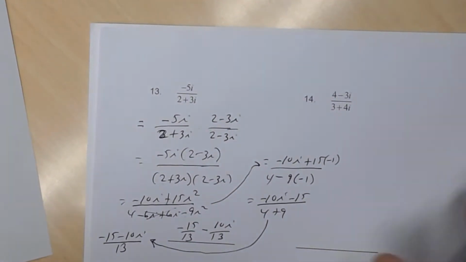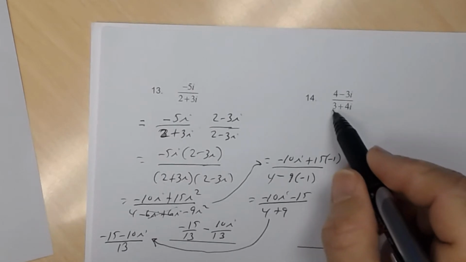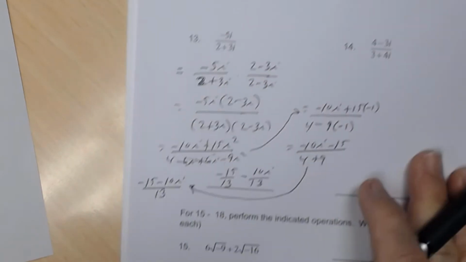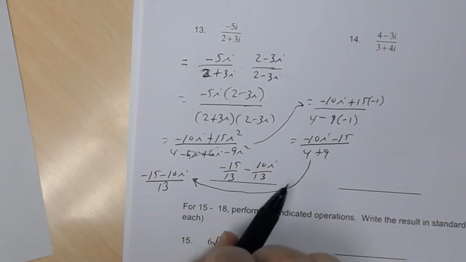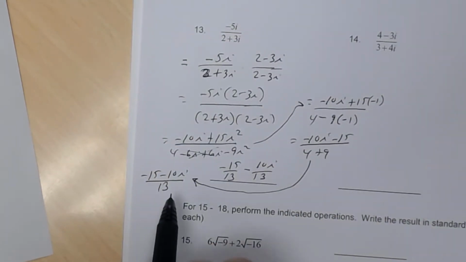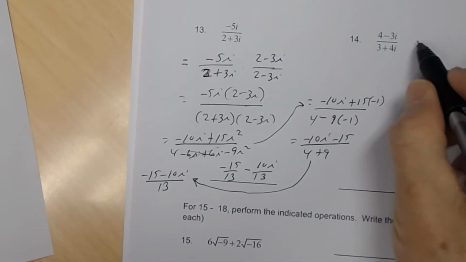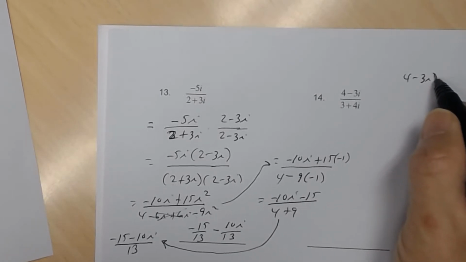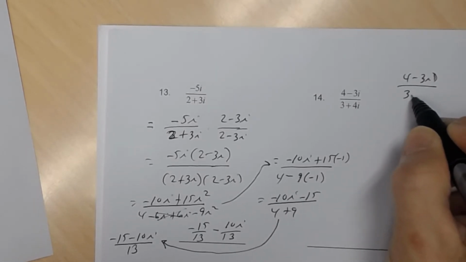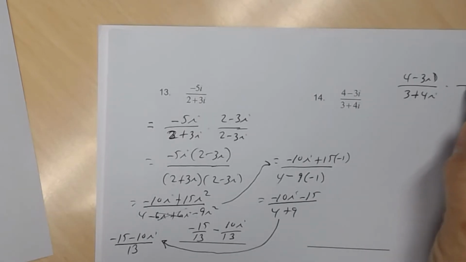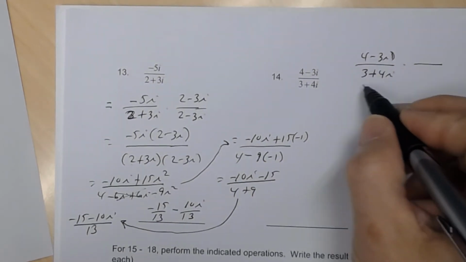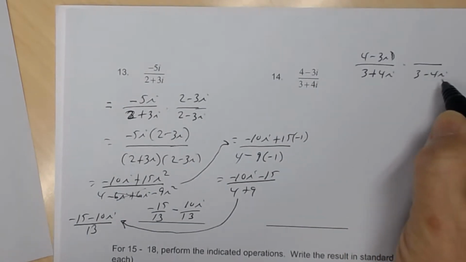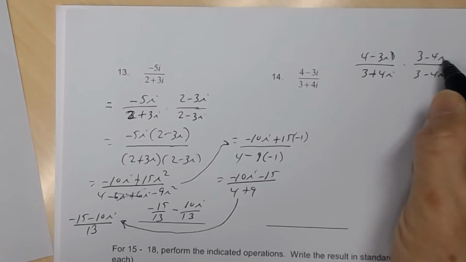All right, so 14, again, you're dividing complex numbers, so this right here is imaginary. You need it to be real. So notice I went from this imaginary number to this real number, 13, in the denominator. So you have 4 minus 3i, divided by 3 plus 4i. So you can multiply both numerator and denominator by the conjugate of the denominator. So the complex conjugate of 3 plus 4i is 3 minus 4i. What I do to the denominator, I do to the numerator.